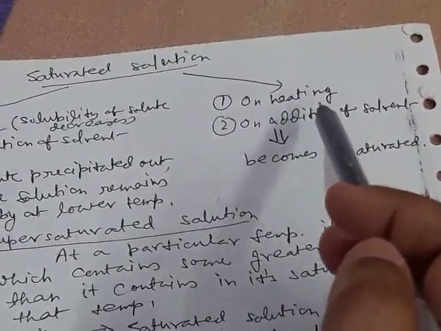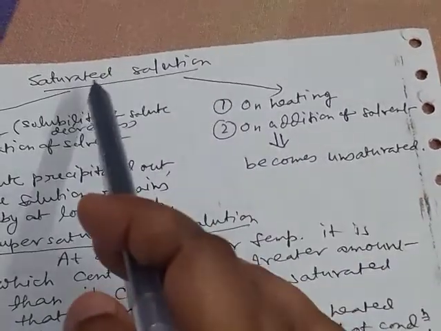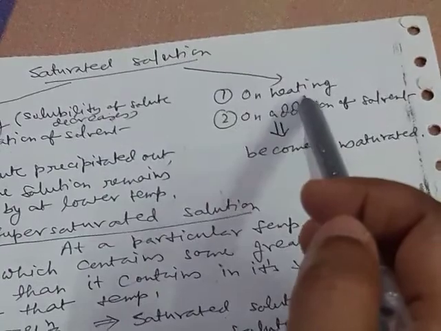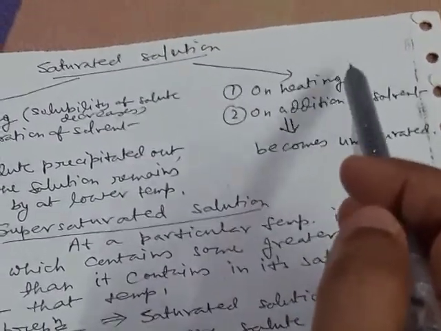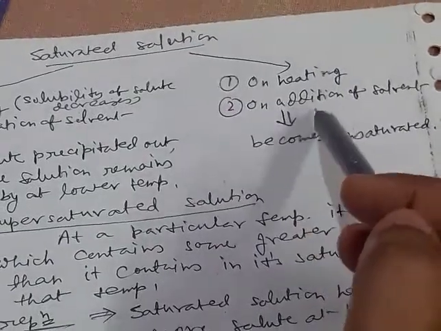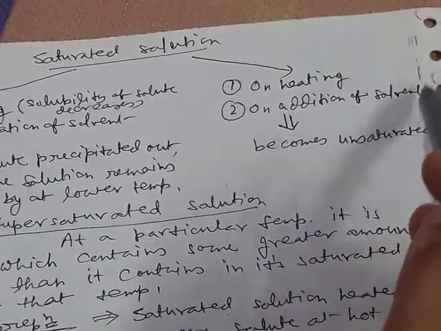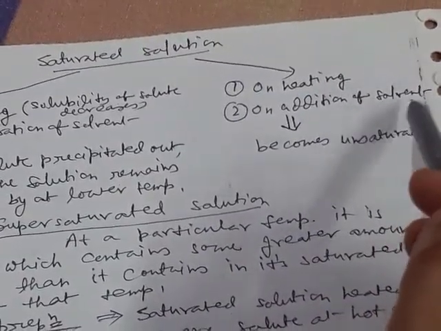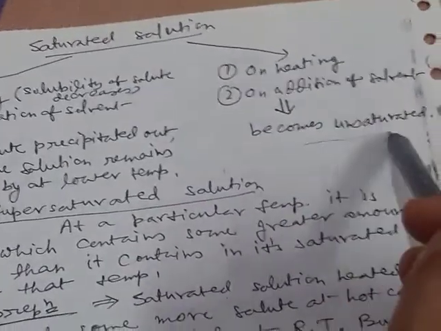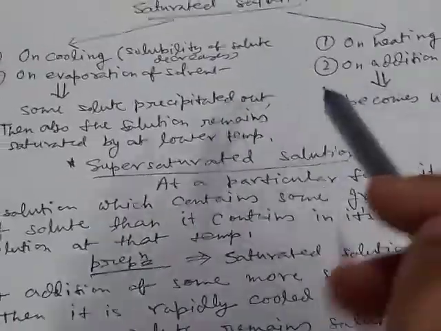If we give heat to the saturated solution, then as the solubility of solute increases with temperature, the saturated solution becomes unsaturated. Or if some solvent is added to a saturated solution, then it can dissolve more and more solute, so such a solution becomes unsaturated.